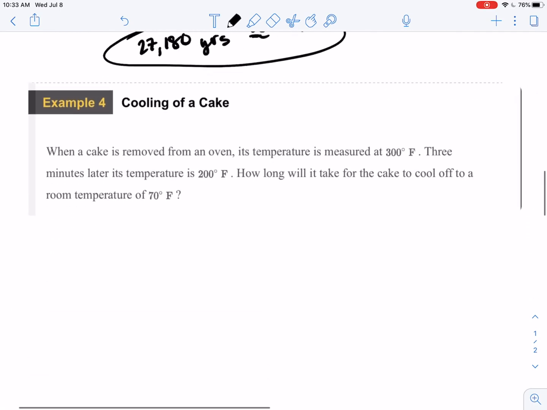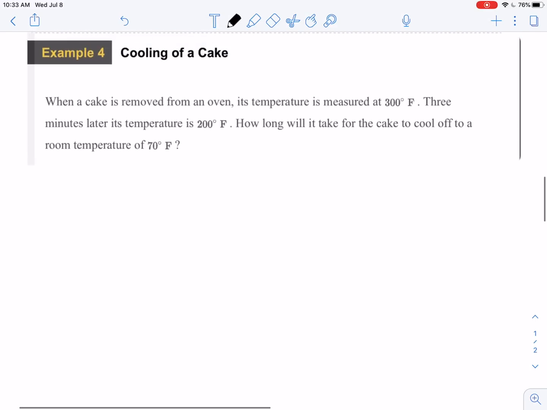All right, the last example I want to do in 3.1 is a cooling problem, so Newton's law of cooling. So whenever you're thinking of cooling or warming, right, you're using this Newton's law.